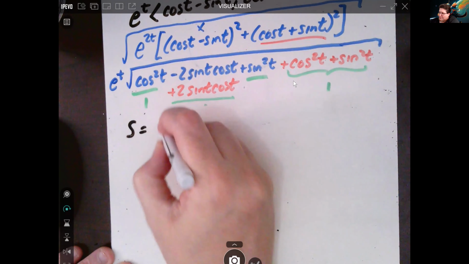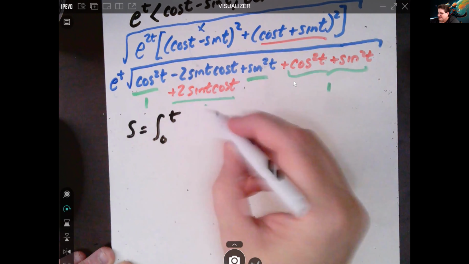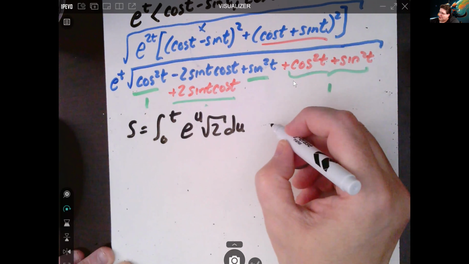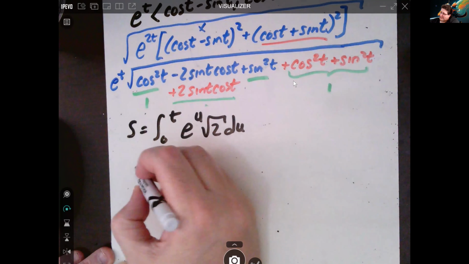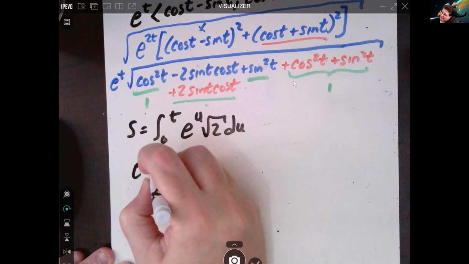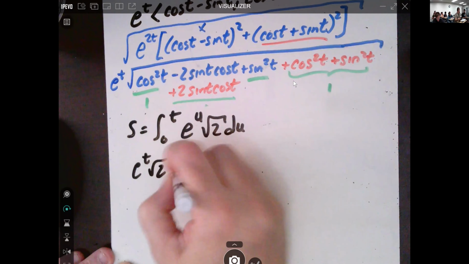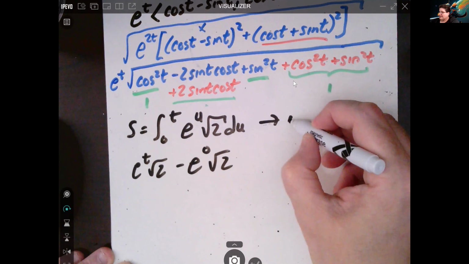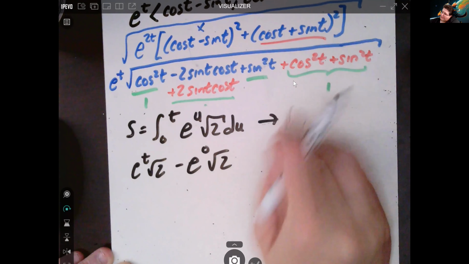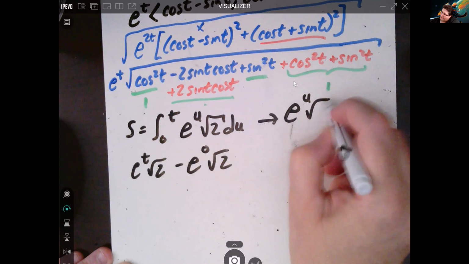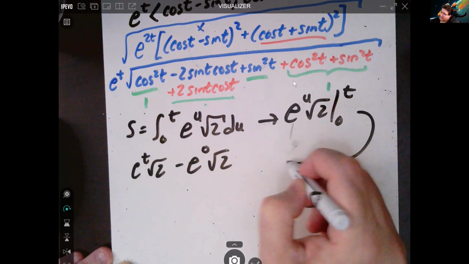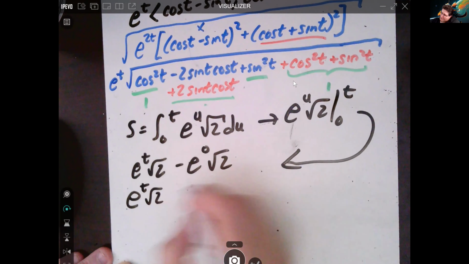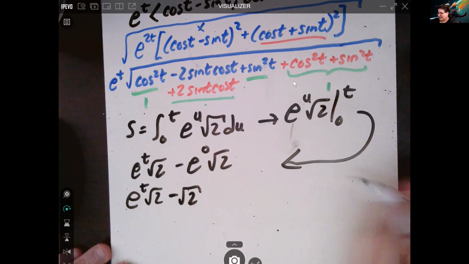s equals the integral from 0 to t of e to the u root 2 du. So this becomes e to the t root 2 minus e to the 0 root 2. I skipped this up here, going too fast. E to the u root 2 evaluated from 0 to t. So e to the t root 2 minus root 2. That's the arc length.